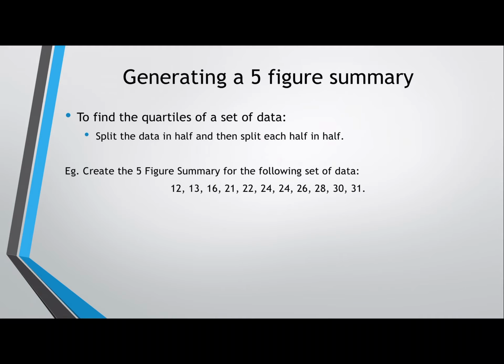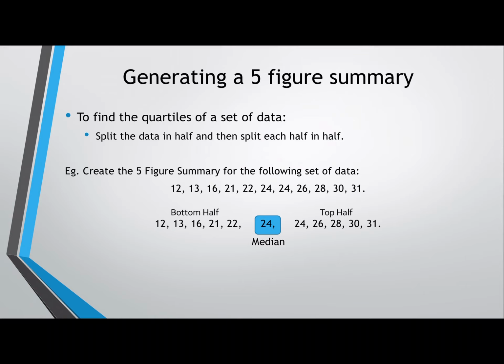So creating a 5-figure summary for this set of data here. I've got 12, 13, 16, 21, 22, 24, 24, 26, 28, 30 and 31. So I split it in half. We've got our bottom half, our top half, and then we have our median in the middle. So we have 5 numbers either side and then 1, which is our median, in the middle.